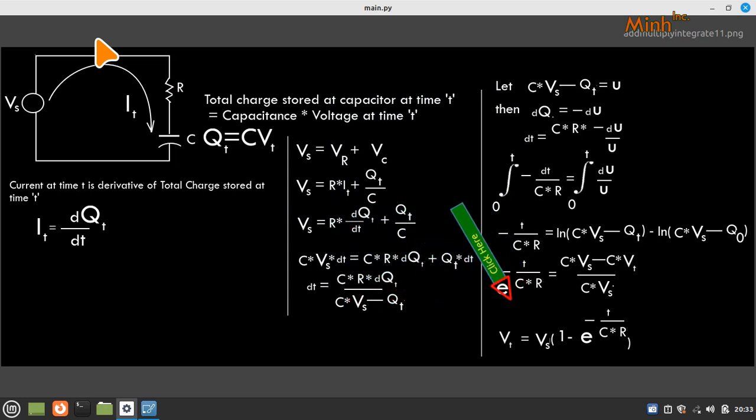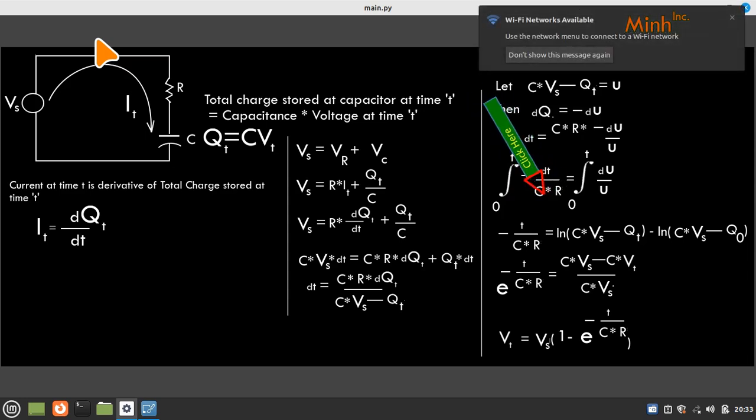So this is a differential equation. If I consider CVs minus Q(t) as U, then dq equals minus dU. So finally we come to an equation where dt by CR equals dU by U. Now we can see there are two variables. One is dt, where t is a variable. Here the constant is minus 1 by CR.